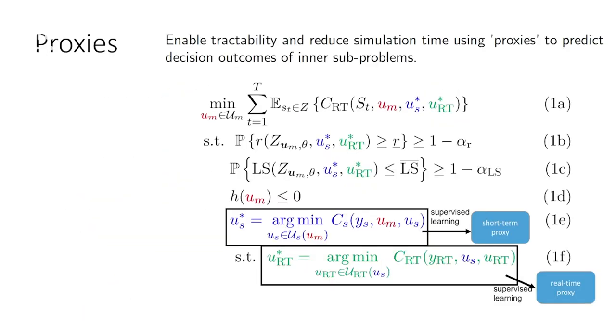So at the end, you need to solve this optimization problem. Number one, 1A to N. You need to model this solution of proxies to have 1E and 1F. But they are not linear, so you cannot put them there.